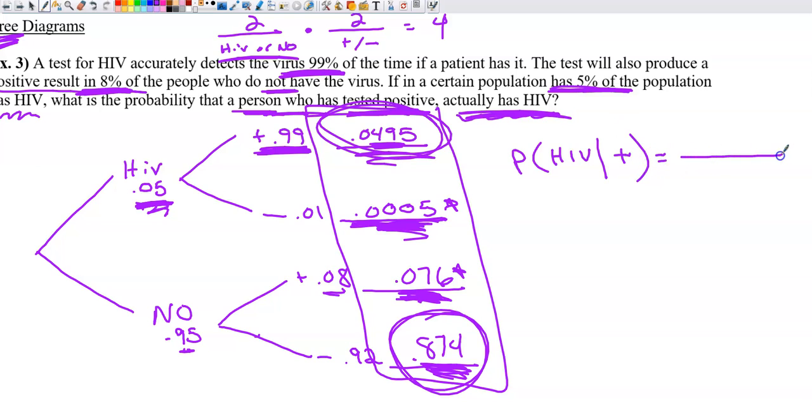Okay. Again, if you want to play with the formula and try it that way, go for it. But I care about all of the people who tested positive. That's going to be what goes on my denominator. Well, these guys tested positive. So did these guys. So those are all the people that tested positive. So I got to combine those to get my denominator, 0.0495 plus 0.076.